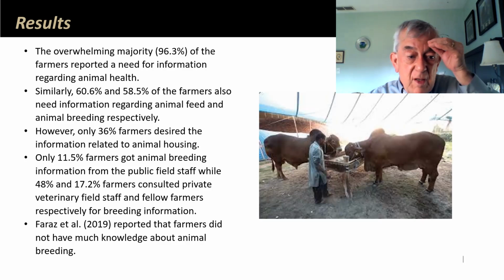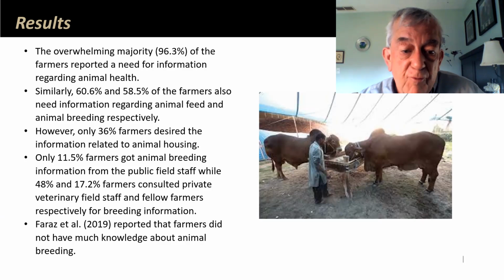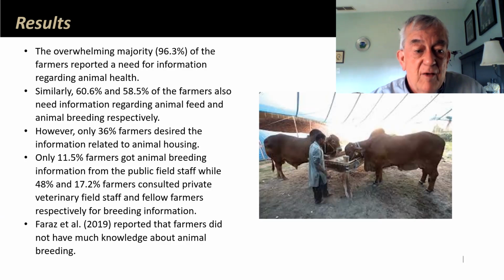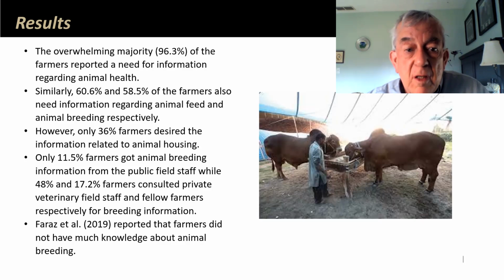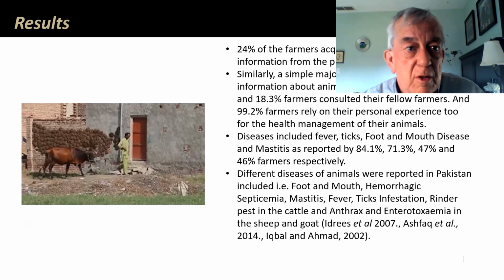This is consistent with data that was reported by others that unfortunately said farmers did not have much knowledge about animal breeding and tended to genetically select within the historical selection, quality selection, and heritability genetics of their traditions.